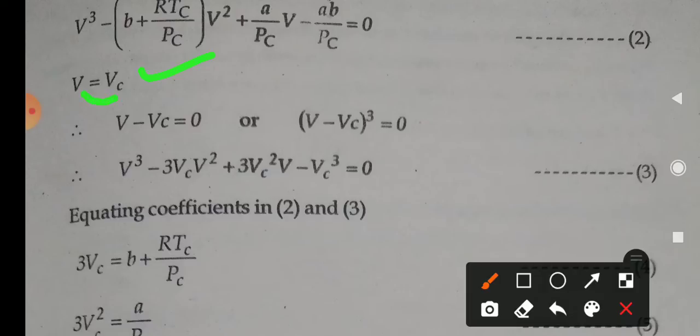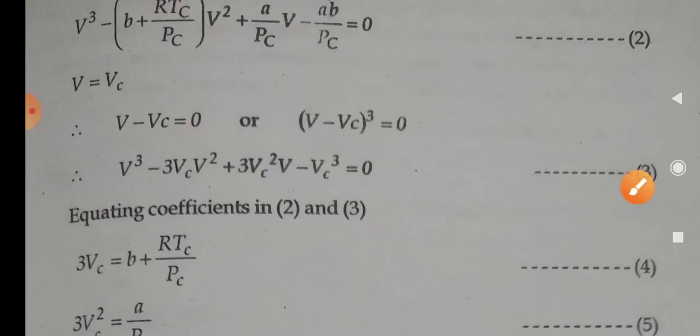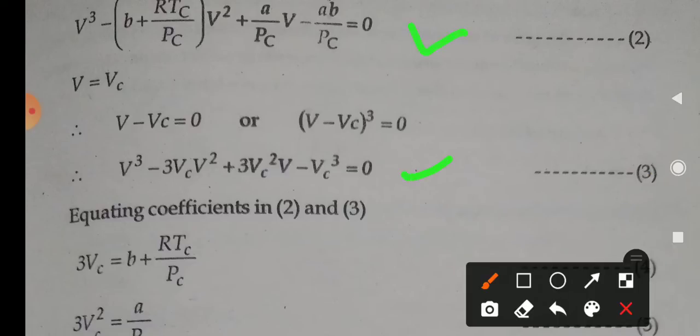Therefore, by shifting VC to this side, we get V − VC = 0. By taking the cube of this equation, we get (V − VC)³ = 0. Now solving this, we get a cubic equation as this. Just by comparing these two equations, we can find the value of VC. Equating the coefficients, we will get the values, just like here we are getting 3VC by comparing these two.